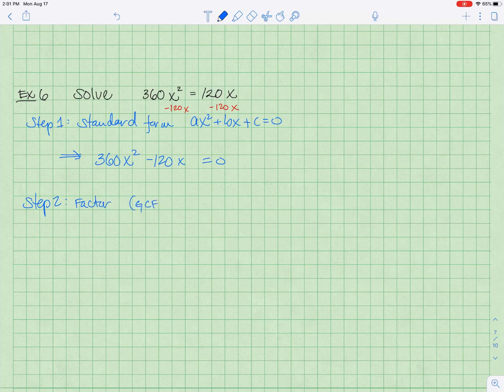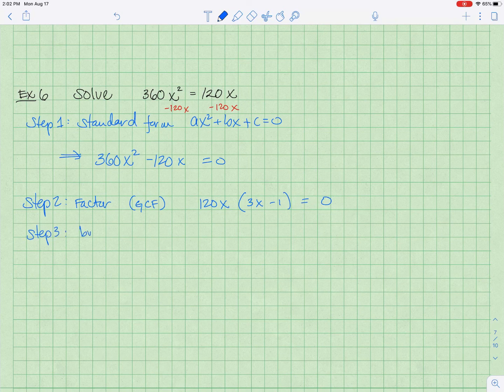Here we're going to use some good old-fashioned GCF factoring. We only have 2 terms, so let's pull out the GCF. It looks like 120x will go into both of those evenly, and we'll have 3x minus 1 equals 0. So there it is, factored, GCF factoring.